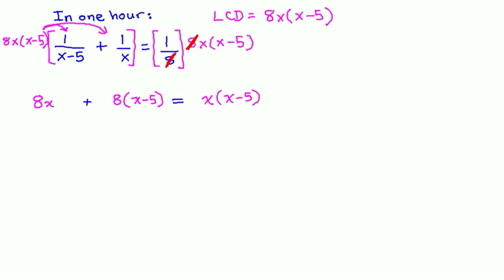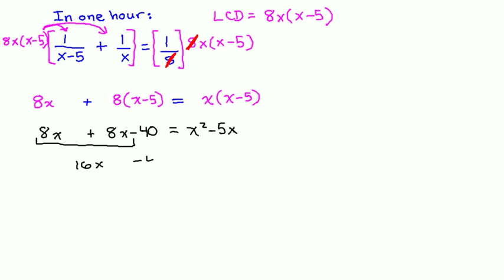What I'm going to do now is start distributing and see what kind of equation I have to work with. 8x plus 8x minus 40 equals x squared minus 5x. Combining like terms on the left, I get 16x minus 40 equals x squared minus 5x.